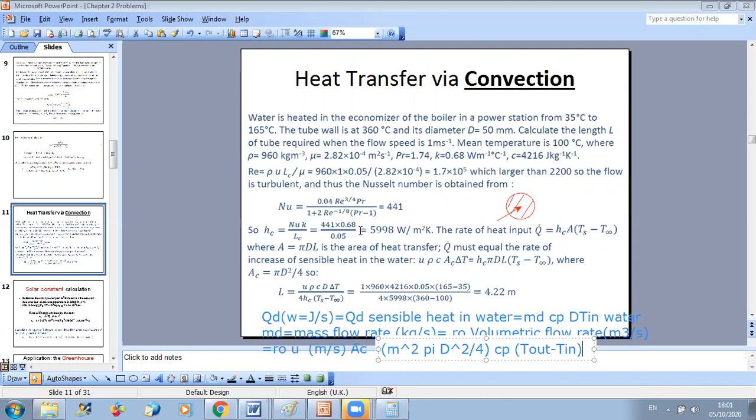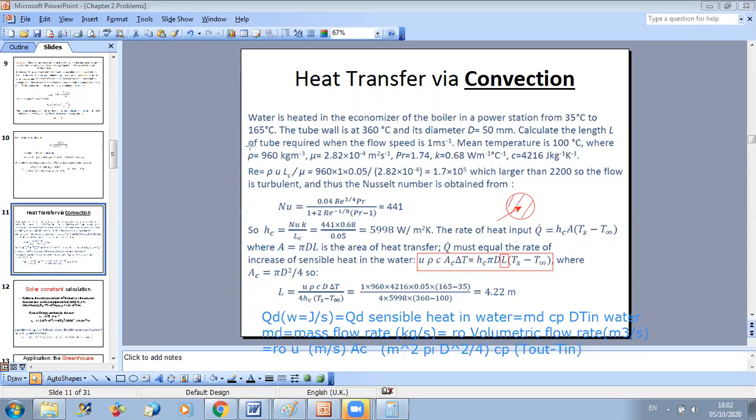In Q convection, what is my only unknown? If you go back, this is the relation telling you that Q sensible is equal to Q convection. For Q sensible, you know all the parameters. For Q convection, the only unknown now is L because we got already HC. So replacing in the formula, we can find what should be the length of the tube in order to heat water from this temperature to this. Any question for this problem?